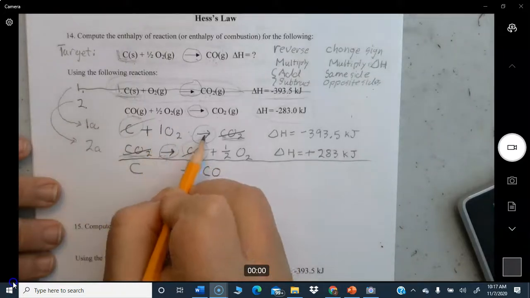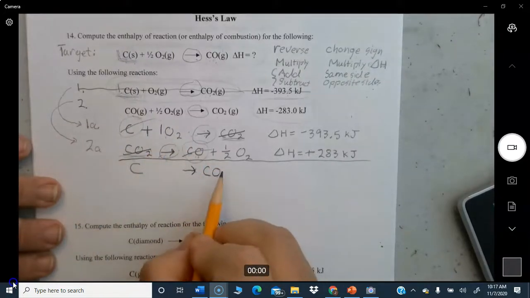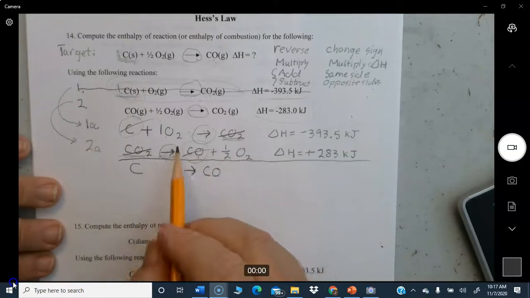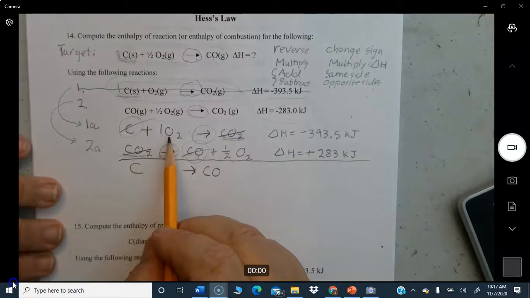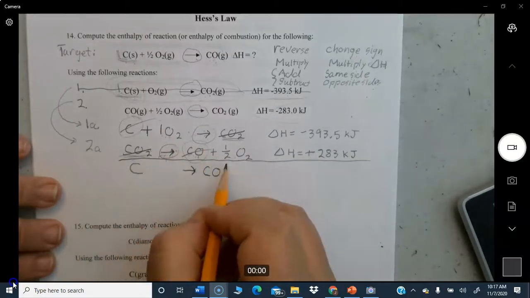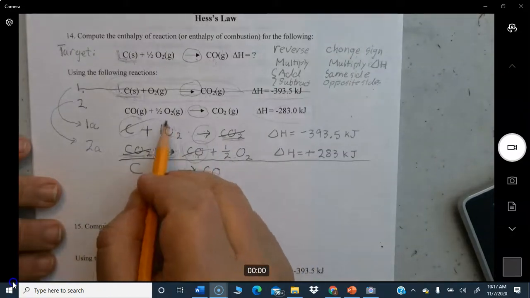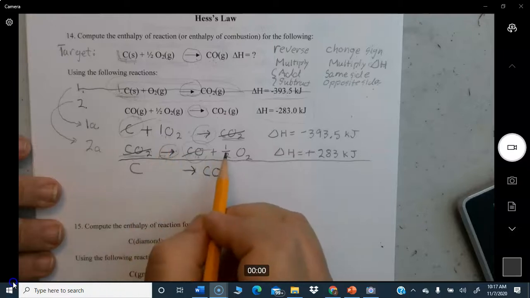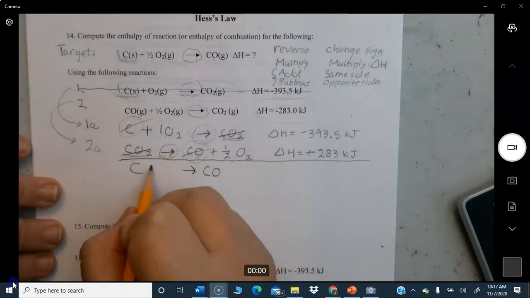You have one O2 on the left hand side of this arrow and you have a half of O2 on the right hand side of this arrow. So what you do is subtract because they're on opposite sides. So 1 O2 minus 1 half O2 gives you 1 half. Now which side does it go on? Well, it goes on the side that had the larger of the numbers. 1 is larger than a half, so 1 minus a half is going to give you 1 half over here.